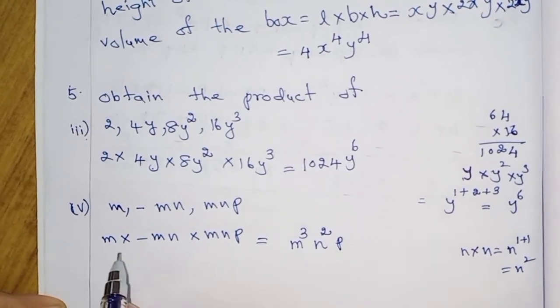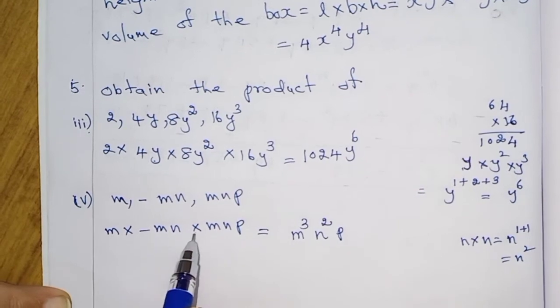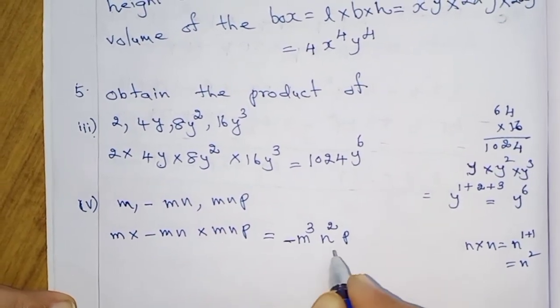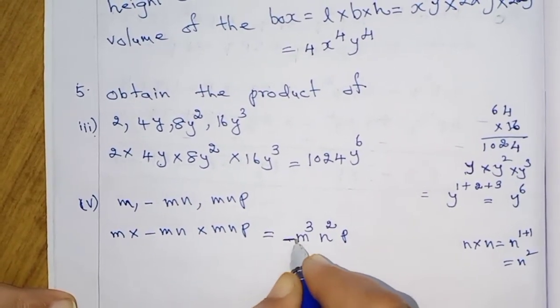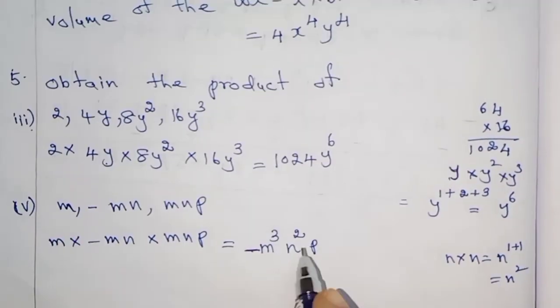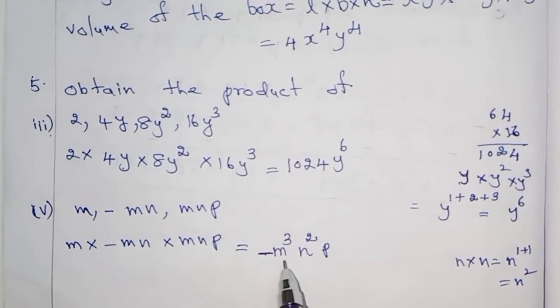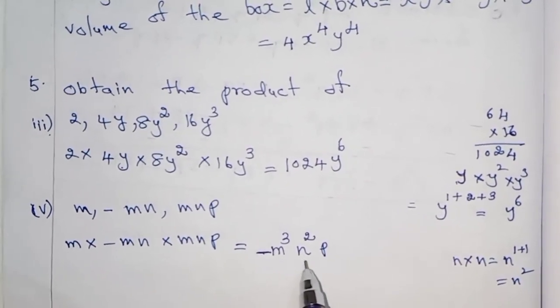Now, regarding the sign, plus into minus is minus. Minus into plus is minus. So it is minus m cube n square p.